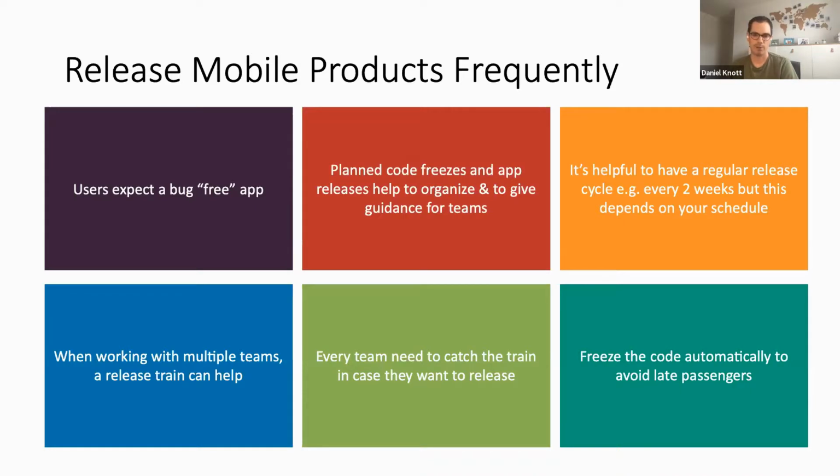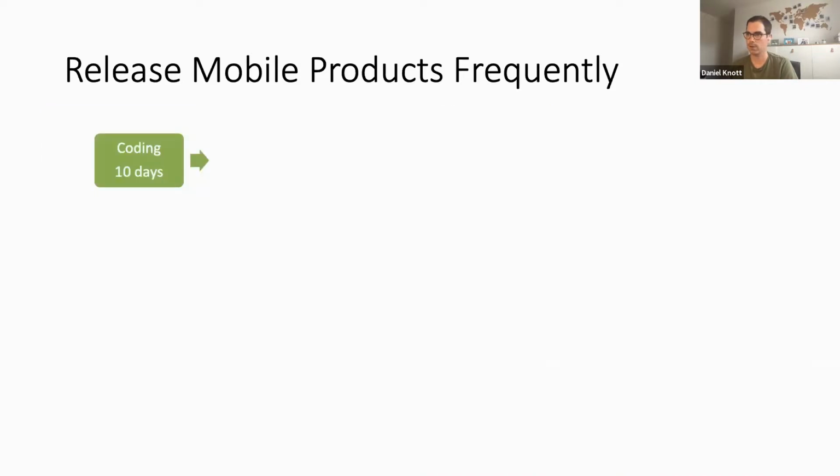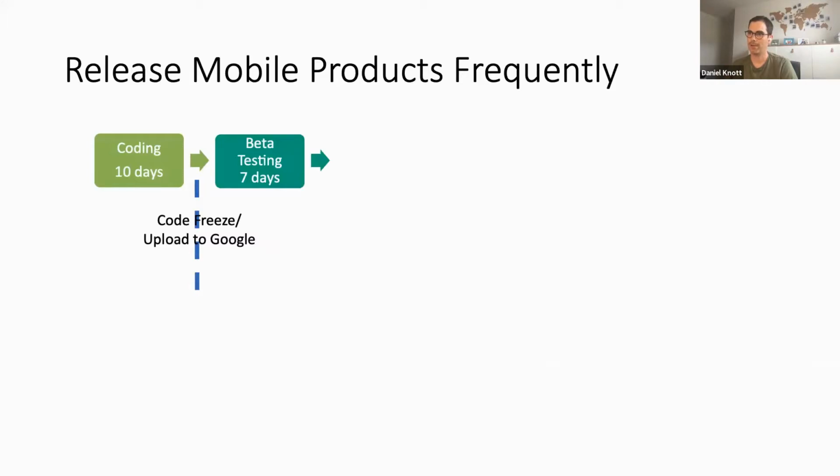Okay, so releasing frequently is important, but what can this look like? This is something we introduced as a release train. We have 10 days of coding, and once we have the code freeze, we already upload to Google. That's the example of the Play Store, of the Google app, of the Android app. We then have beta testing in place. Once we have code freeze in place, we do the beta testing for 7 days.